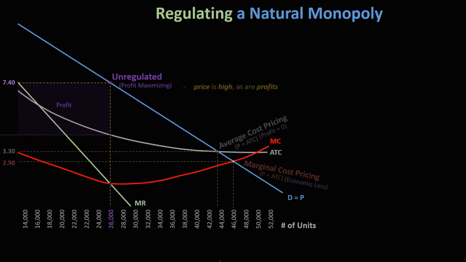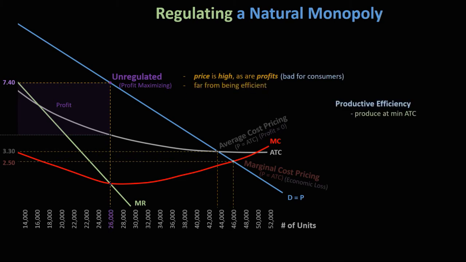So unregulated, what we find is price is too high and there's profits. This is bad for consumers, and it's far from being efficient. Productive efficiency, remember, is producing at the minimum of the ATC, that's this point right here. So we are a long ways away from that one. With allocative efficiency, producing where price equals marginal cost, which is this point here, the quantity would be 46,000. We're producing at 26,000, so we're not allocative efficient. So unregulated, price is far too high and there's profits, and it's a long ways away from being efficient.